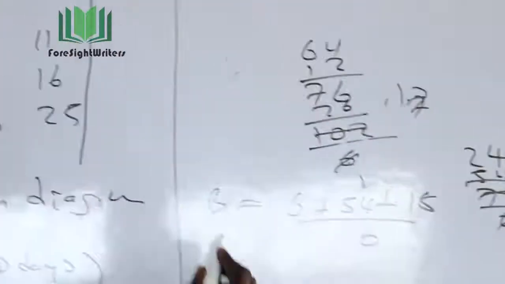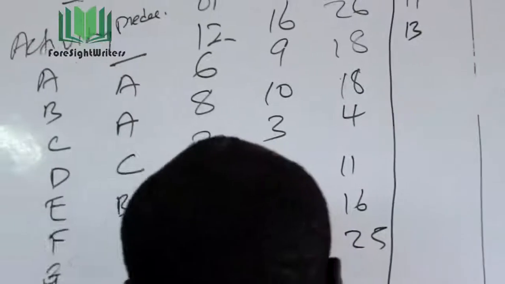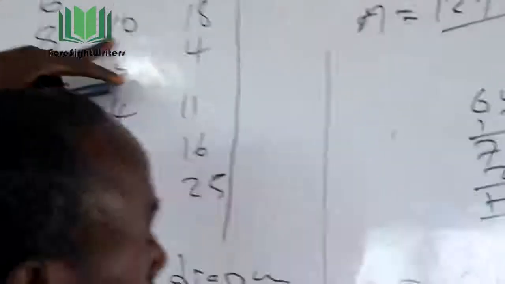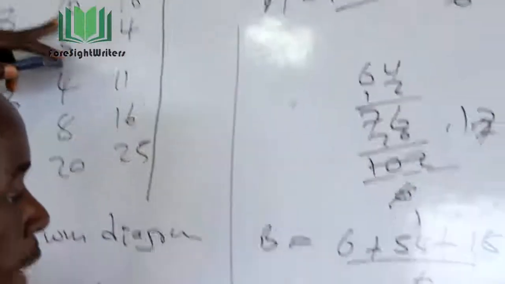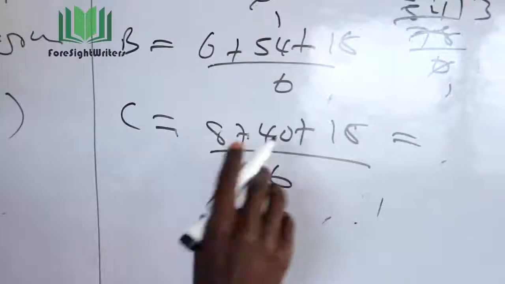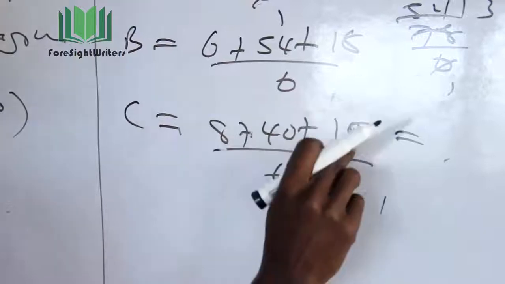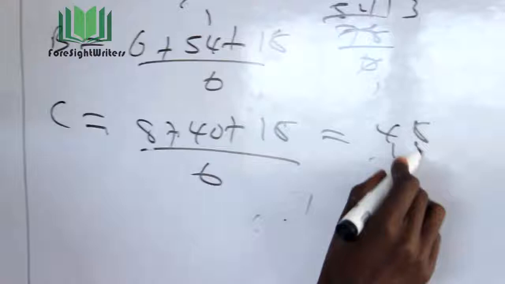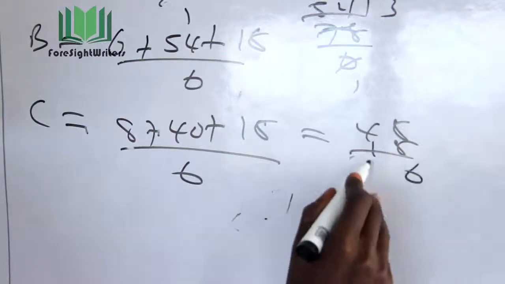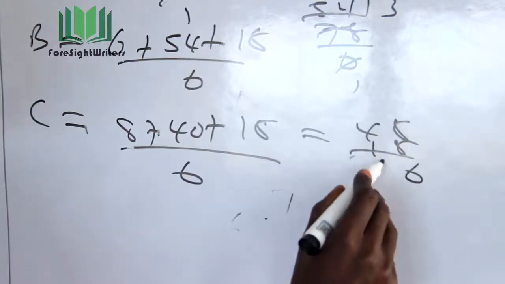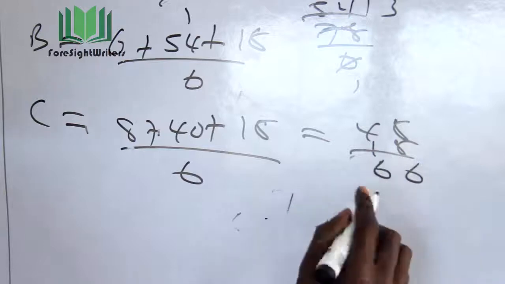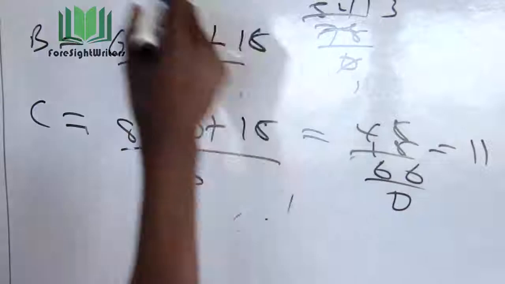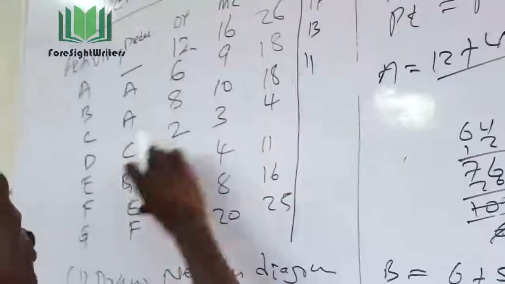Now we go to activity C. Activity C is supposed to be 8 plus 10 times 4, which is 40, plus 18, divided by 6. So 8 plus 40 plus 18 gives 66. 66 divided by 6 is 11. So it means activity C is 11. Then I go to activity D.